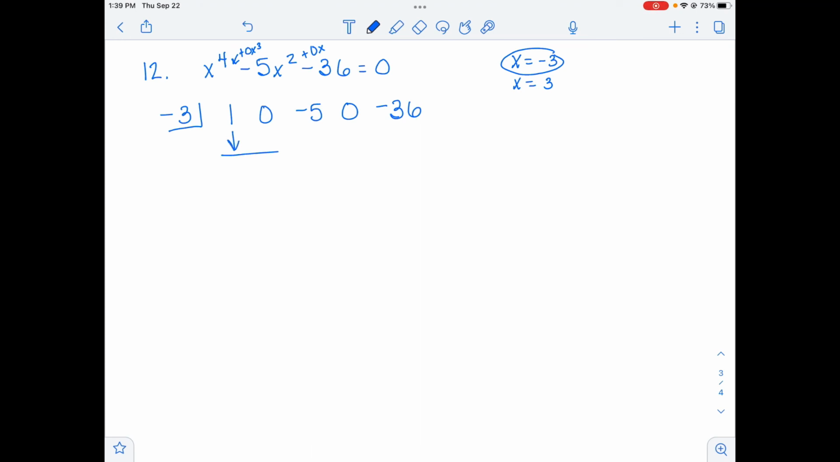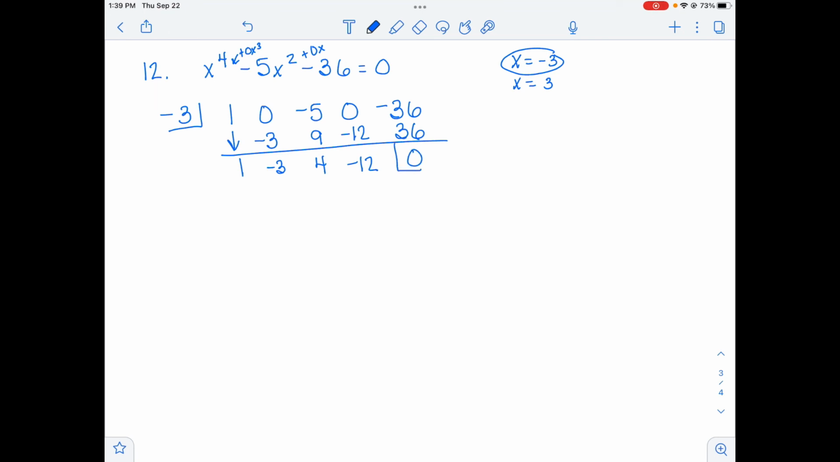Bring down our first term. We have 1, we multiply, add them together. Multiplying a negative times a negative gives us a +9. Add those together, we get 4. 4 times -3 is -12. Add those together, we get -12. And -12 times -3 gets me 36. And I have no remainder.